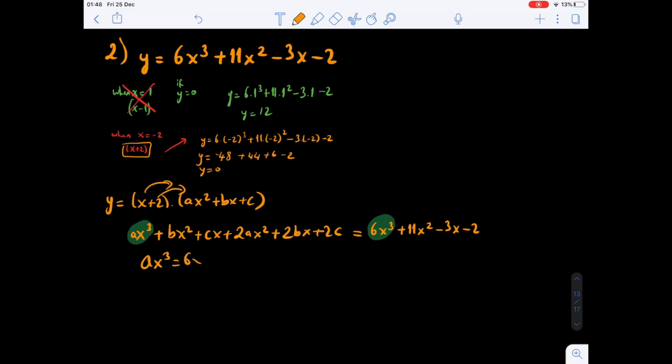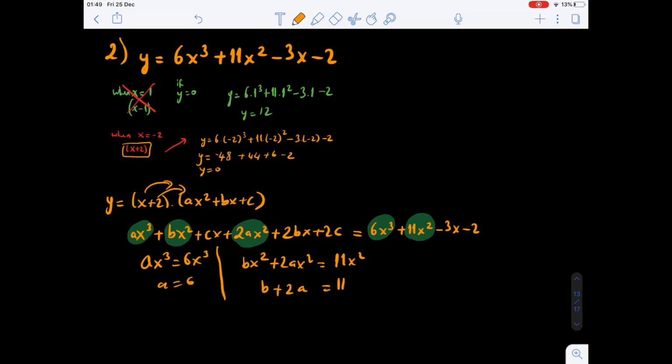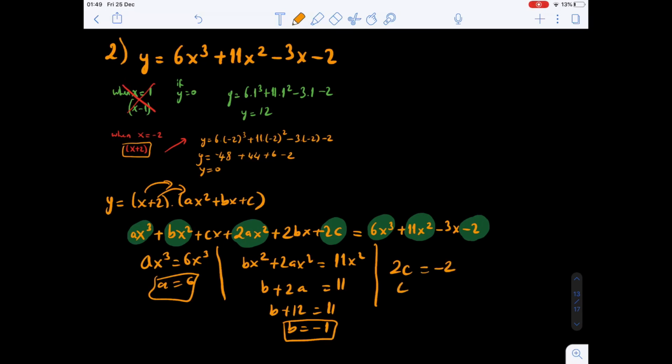ax cubed equals 6x cubed, and we can find easily a, which is 6. To find b, I'm matching like terms. bx squared here and 2ax squared there is equal to 11x squared. So let me write down bx squared plus 2ax squared equals 11x squared. So 11 equals b plus 2a. So we know a is 6, so b plus 12 equals 11. b is negative 1. So I found b, I found a. The easiest part is to find c, because this is the constant. 2c equals negative 2, so c equals negative 1.